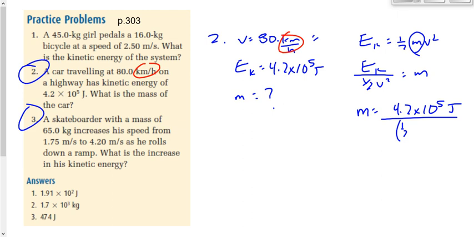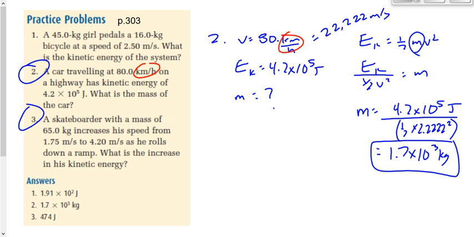Okay, what is 80 kilometers per hour in meters per second? 80 times 1,000 divided by 3,600. I think it's 22.2. Yeah, 22.222 meters per second. And then, of course, we've got to square that. When we do the math there, we should end up getting the answer that's in the book, which is 1.7 times 10 to the 3 kilograms.